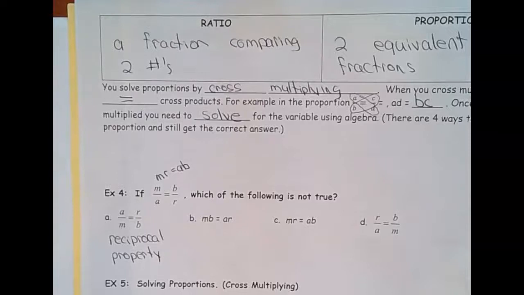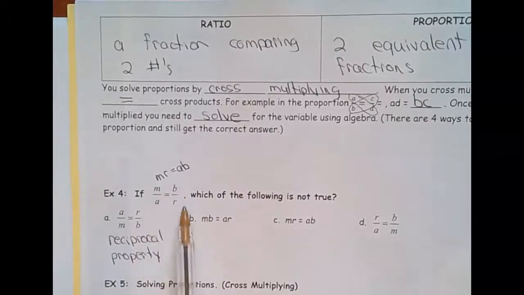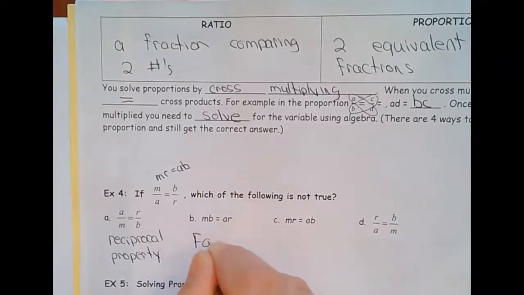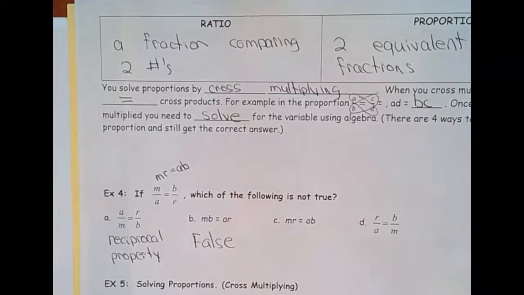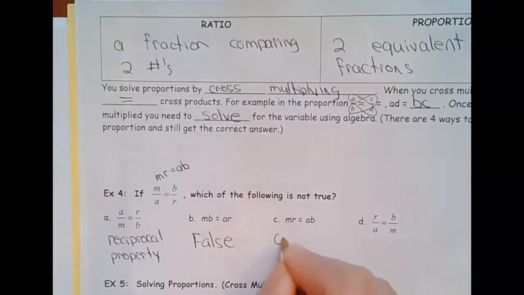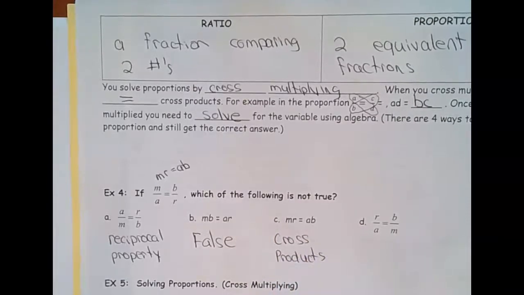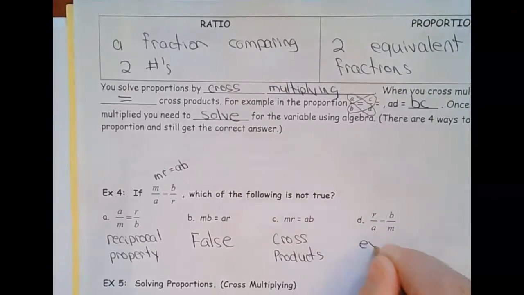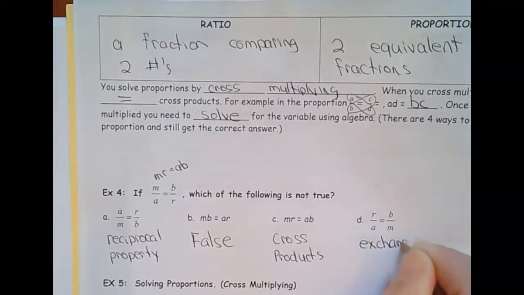Okay, if we look at the next one, they multiplied MB and AR. Well, remember, this is what we have to end up with. This is false. Okay, the next one, that's exactly what we have. This is the cross products. And then finally, let's look at the next one. They did R over A and B over M. Again, the main quick way we can check, we still have MR and AB. This one is sometimes called the exchange property.